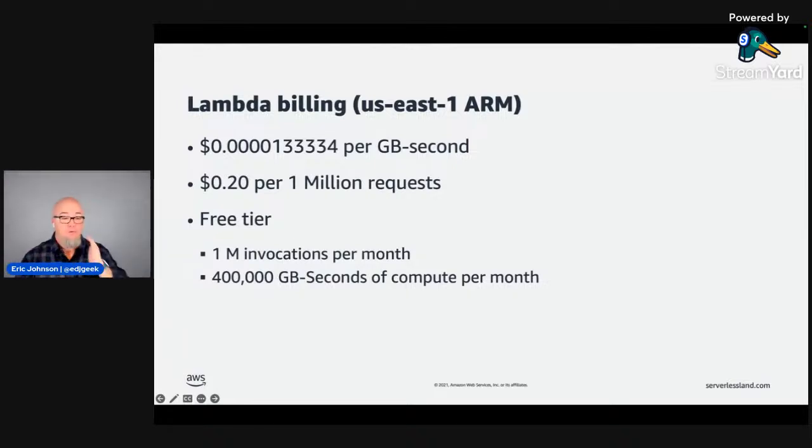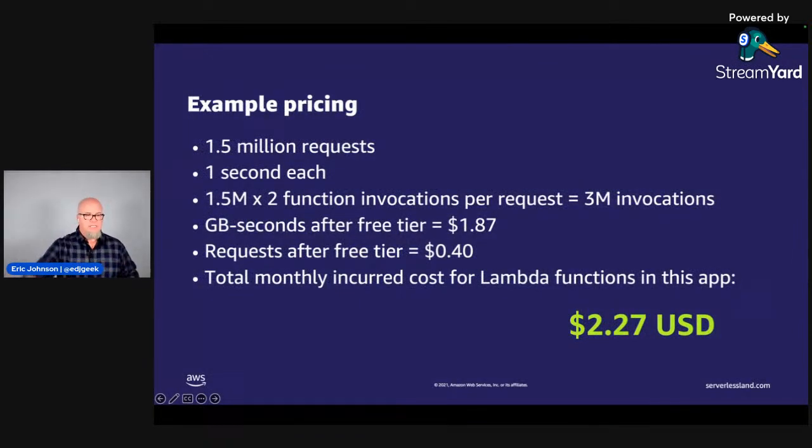All right, so we see this pricing. This is how we're built. So let's talk about an example. We have this application that we were just running, and it's 1.5 million requests. Each takes 1 second. So this is 1.5 million images getting dropped into that bucket. Because we're running 2 Lambda functions, we're going to go 1.5 million times 2 function invocations equals 3 million invocations.